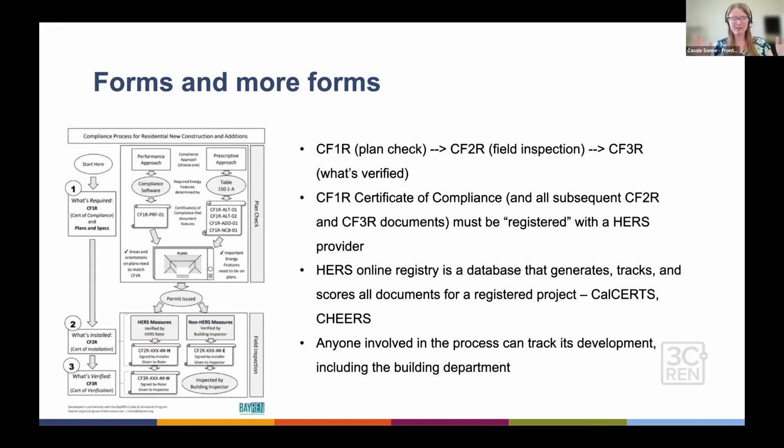I will say at this point, hopefully you're aware of both CalCerts and the other registry, since the speakers are here from them. But shout out, their registries are really nifty, since they're a database that generates, tracks, and stores all documents for a registered project. And anyone involved in that process can track its development, including the building department.